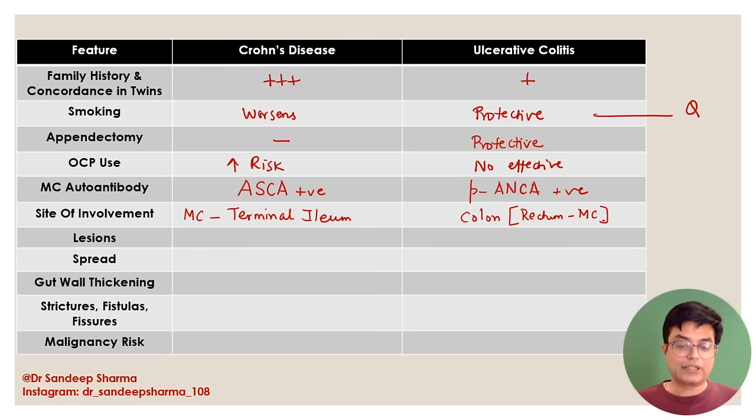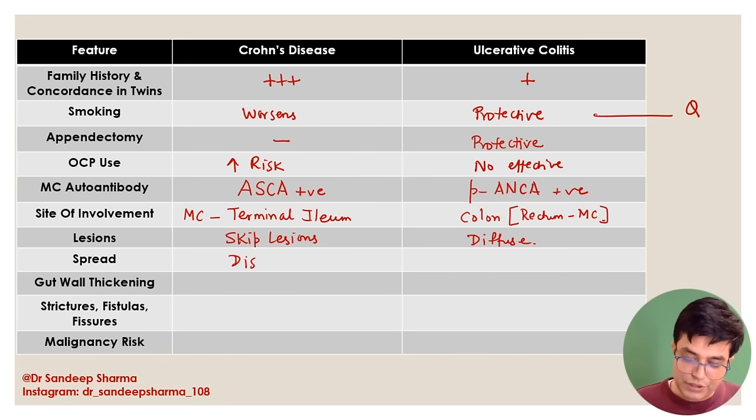Then what are the types of lesions? Lesions in these patients are skip lesions. Skip lesions means continuous nahi hote hain, discontinuous lesion hote hain. Thoda sa normal area, fir ulcer aya, fir normal area, fir ulcer aya. In ulcerative colitis, rectum se pura ka pura area continuously ek lesion hoga. So it will be a diffuse lesion seen in ulcerative colitis. Then as I said, spread will be discontinuous here. And ulcerative colitis, it will be continuous here.